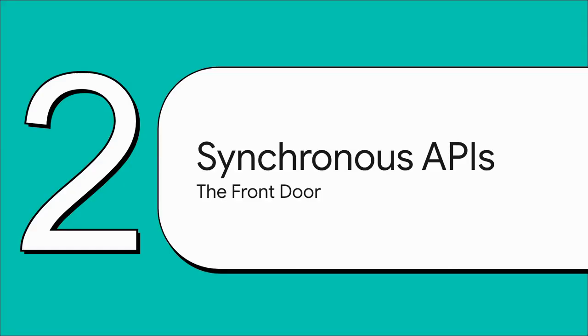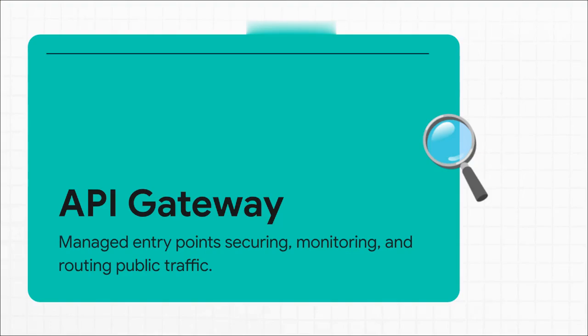Moving right along to part 2, the front door, synchronous APIs. So, when we're talking about synchronous communication, we're talking about that immediate, real-time traffic. This is literally where your system meets the outside world. And to manage all that traffic, GCP gives us some incredibly powerful managed entry points. We're talking about Cloud Endpoints and API Gateway. These services act as the actual front door for any external users trying to access your system. They secure, monitor, and route incoming public internet traffic. It's basically a bouncer for your cloud.